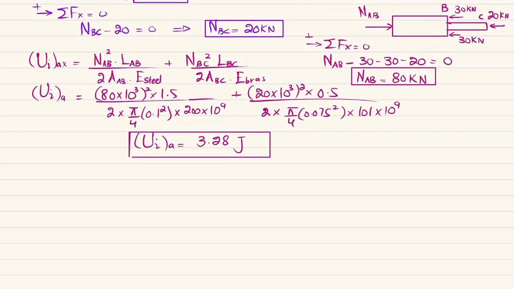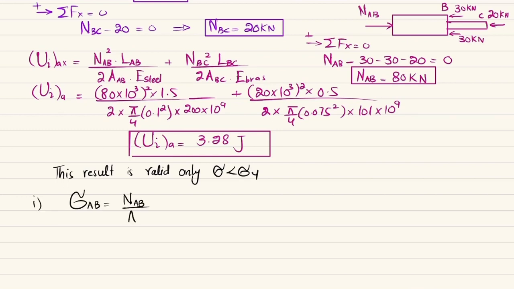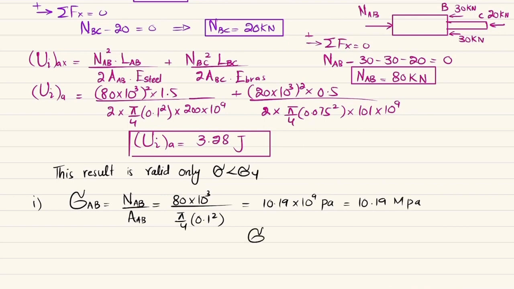So this amount of energy is stored in the body due to external work, but we will check it again. This result will be valid only when your stress is less than the yield stress. So first we will find stress in AB, which is equal to NAB divided by area of AB. NAB is 80 kilonewton, so 80 into 10 to the power 3, and area is pi by 4, 0.1 square. When you calculate it, you will get 10.19 into 10 to the power 6 Pascal, or 10.19 megapascal.